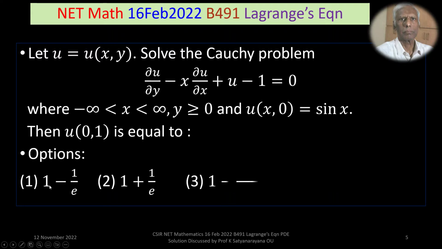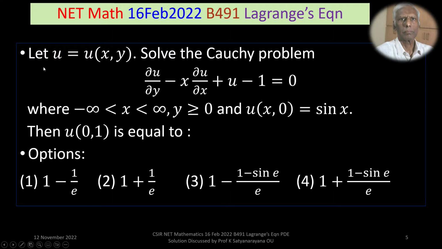Option 1, 1 minus 1 by e. Option 2, 1 plus 1 by e. Option 3, 1 minus sin e whole by e. Option 4, 1 plus (1 minus sin e) whole by e.